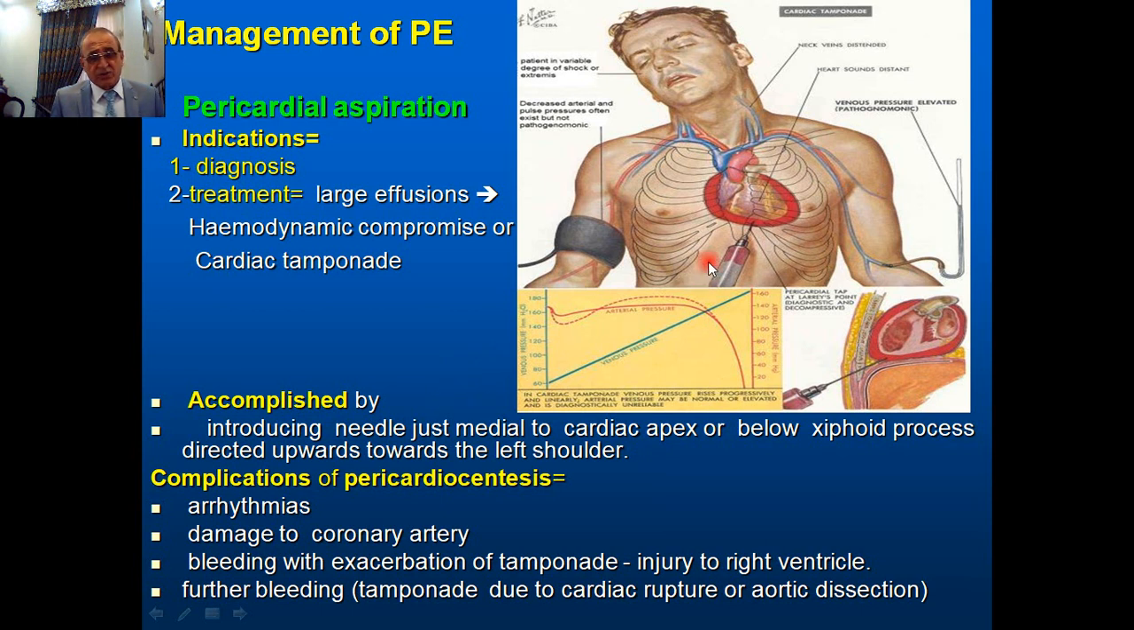but this is not without complications, of course. Sometimes you injure an epicardial artery, a coronary artery, and sometimes arrhythmia can occur, bleeding or exacerbation of tamponade, and sometimes further bleeding if the tamponade was due to, for example, aortic dissection. But this is a life-saving procedure in tamponade.